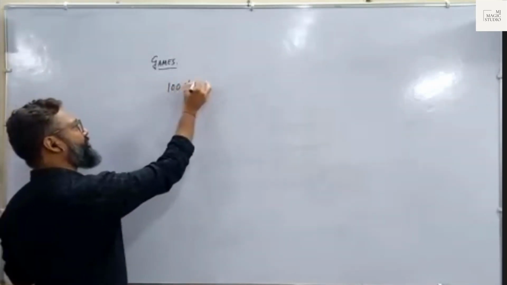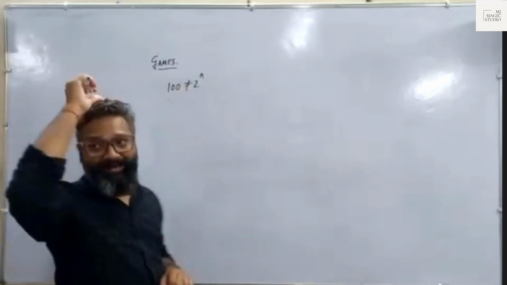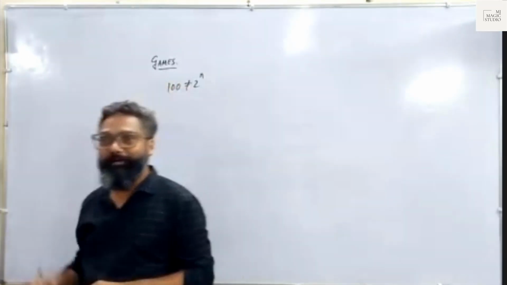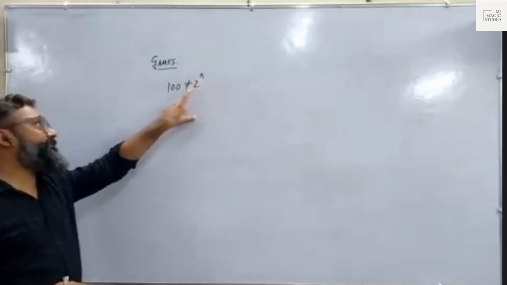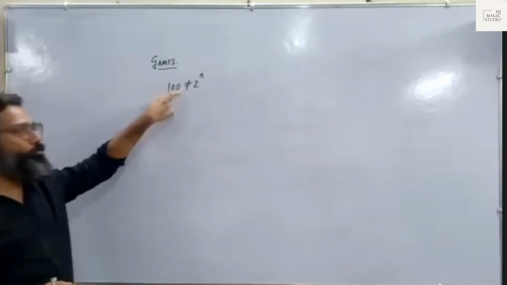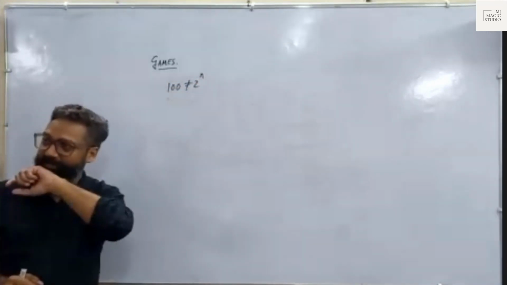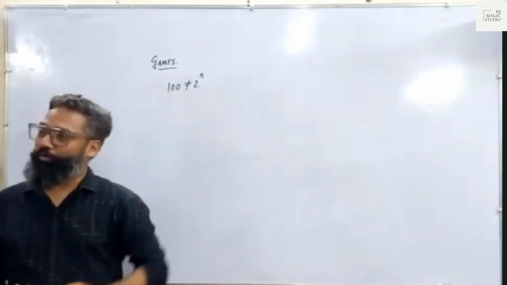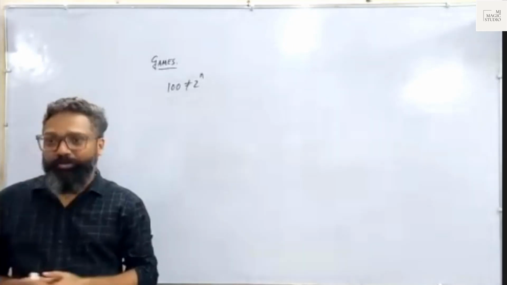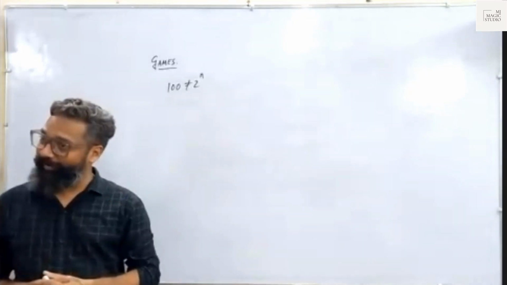100 is not equivalent to 2 to the power n, where n is a natural number or whole number. Clear? So, what is the value of n which will be inside this count of 100? 64. 2, 4, 8, 16, 32, 64. 2 to the power 6 is 64. 2 to the power 7 is 128.